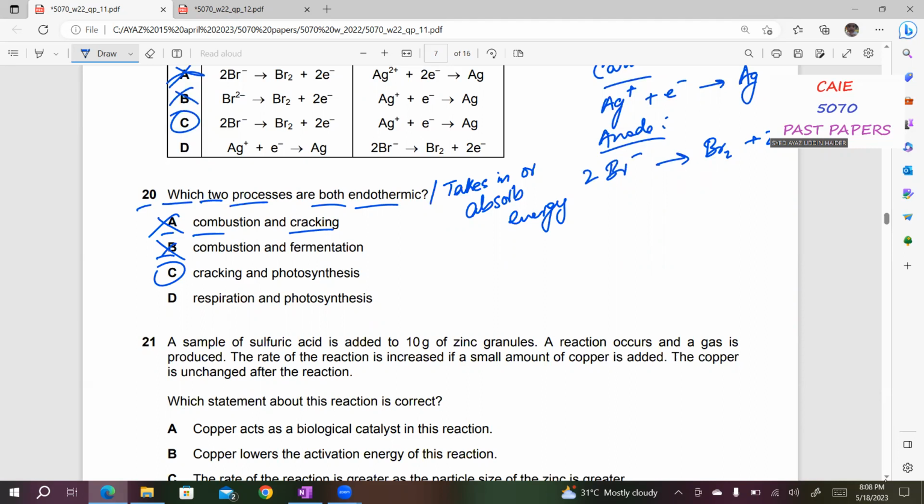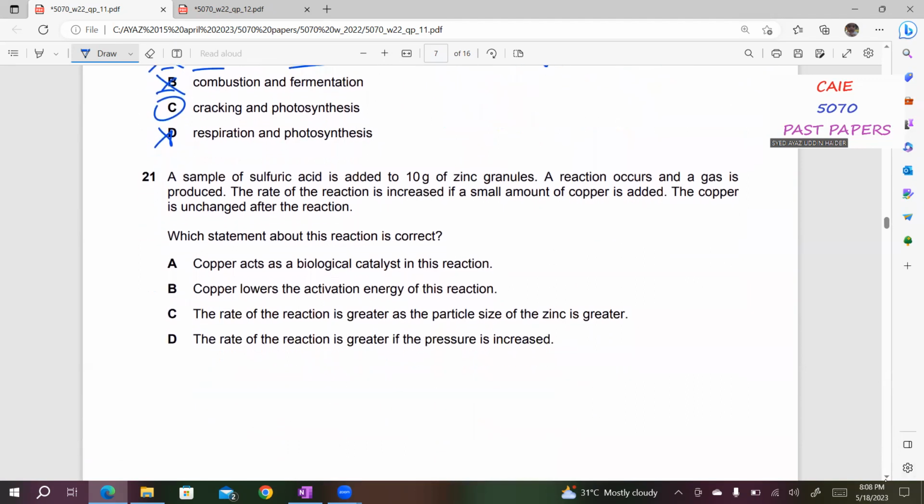For your convenience, I will read the choice D also. Respiration, it's exothermic. Photosynthesis, endothermic. So this is wrong.